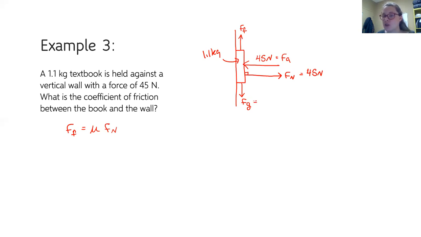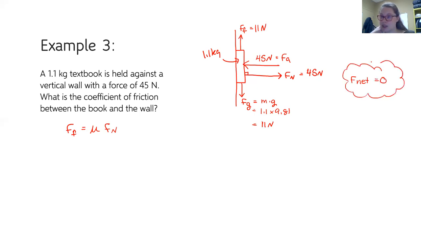So let's figure out what the force of gravity is. It's equal to m times g. Mass is 1.1 times 9.81. Leaves us with 11 newtons. So if we have 11 newtons downwards, we have 11 newtons upwards. And this is our F net equals 0 scenario, okay? So that's that little piece that lets us solve that.